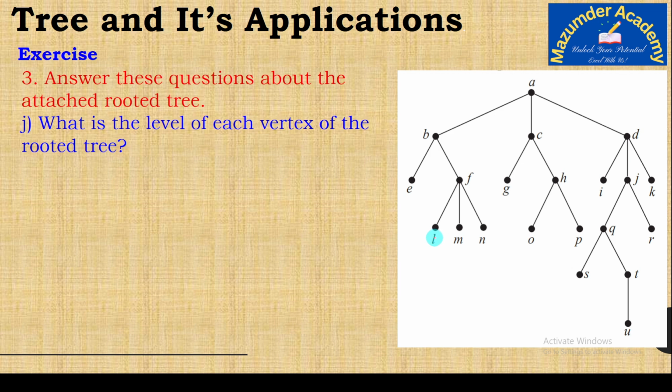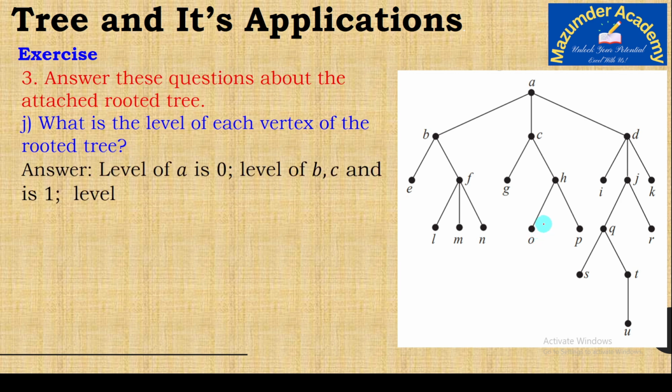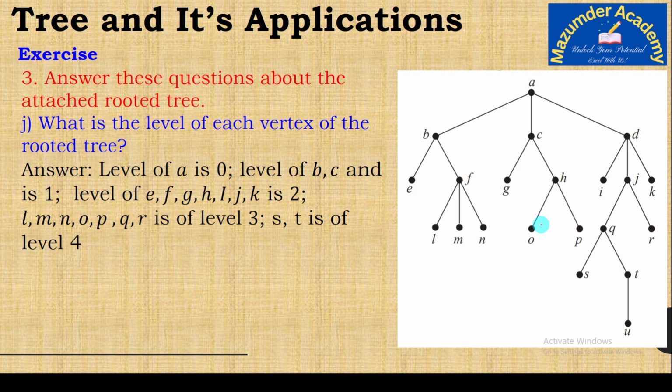Next, if we go to the next level, say L. L is connected by 3 edges. So L is at level 3. L, M, N, O, P, Q, R are all at level 3. S and T will be level 4. U will be level 5, because you can see U is connected by 1, 2, 3, 4, 5 edges. Therefore, U is at level 5. So the answer I have written here: A is at level 0, B, C and so on. The details I already explained, so you can just check.